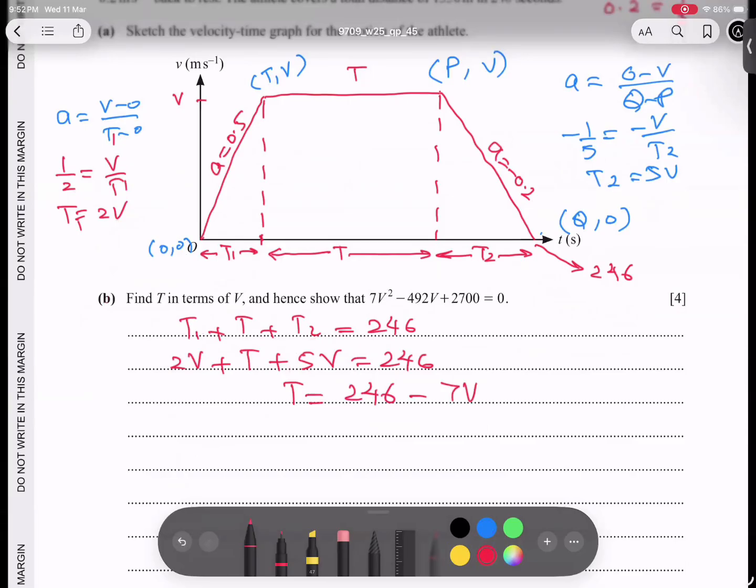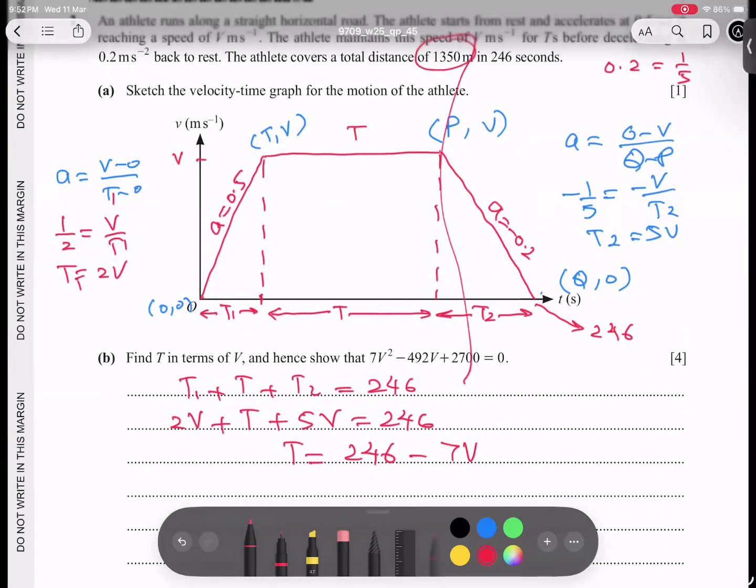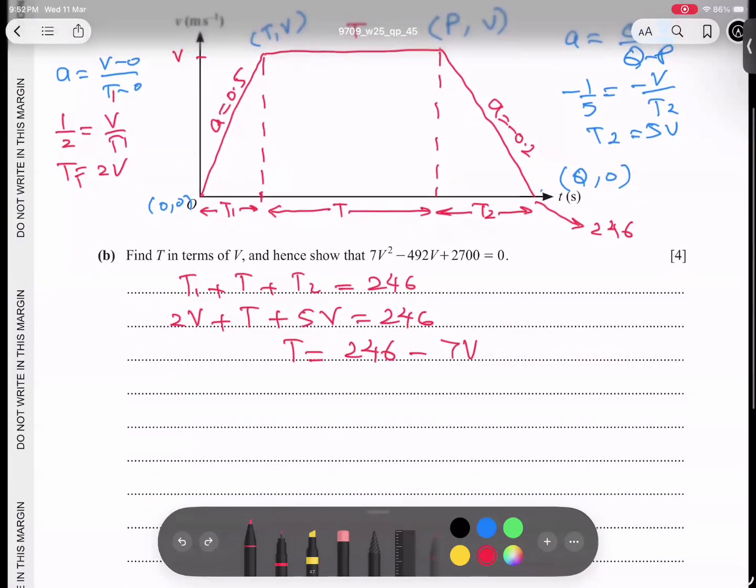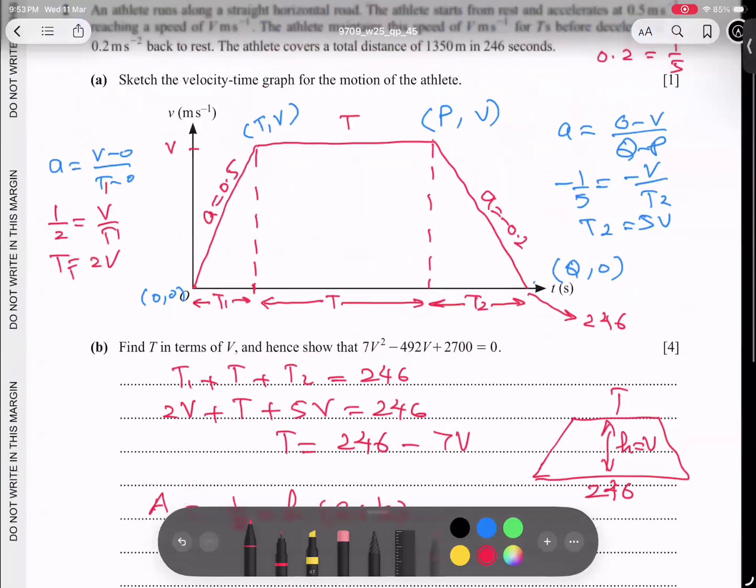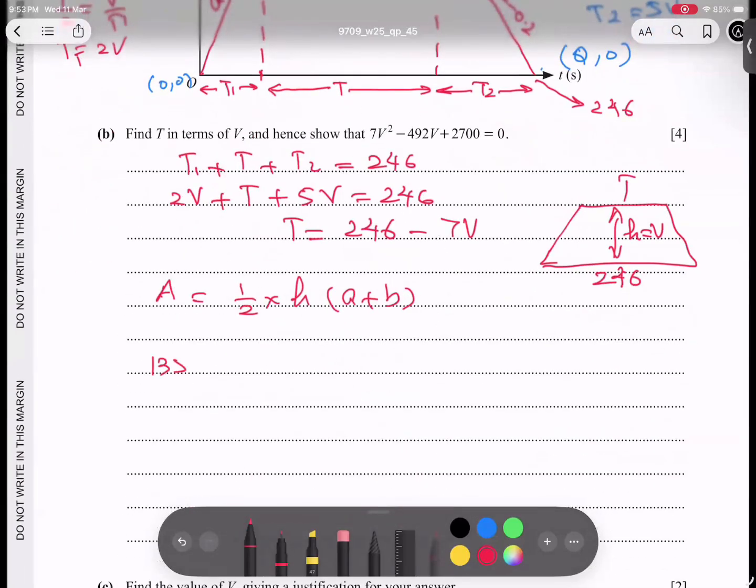Now, students, he has mentioned already the total distance, 1350. So the area of the trapezium formula is half times h times 2a plus b. And if you look carefully, in the trapezium, this gap is representing h, equal to v. We can see from here. And this length is basically 246, and this is basically t. So I'm replacing the distance 1350, h is v, a value is t, and b value is 246.